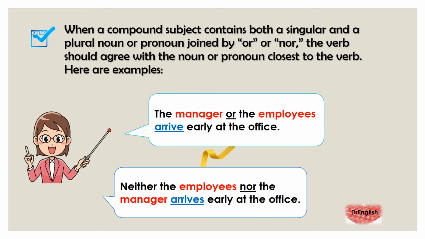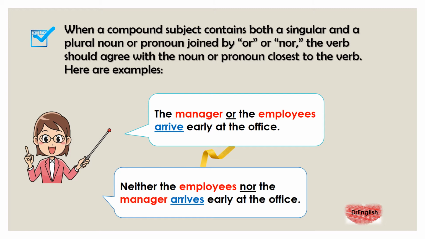Now, moving on, when a compound subject contains both a singular and a plural noun or pronoun joined by or, nor, the verb should agree with the noun or pronoun closest to the verb. To understand this better, let's look at the examples.